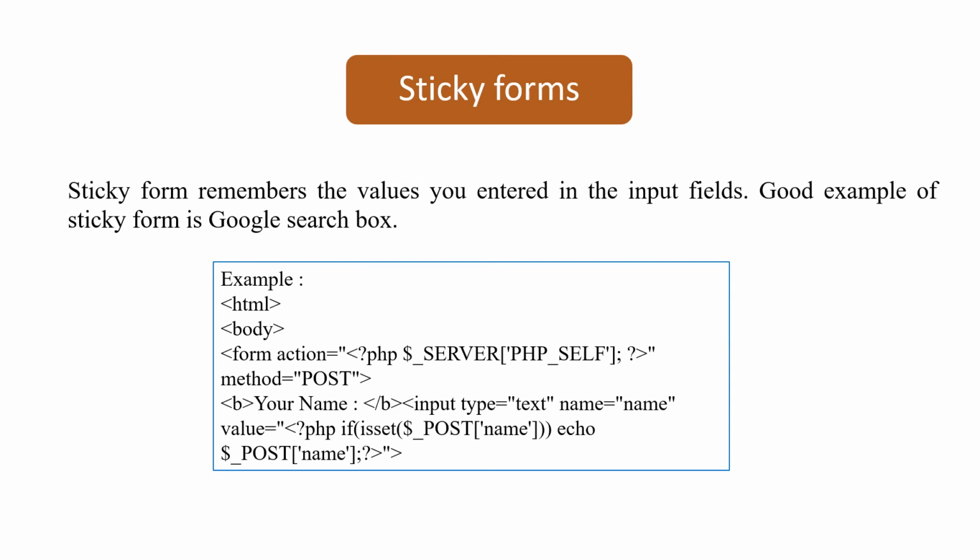Sticky forms. Sticky forms remember the values you enter in the input field. A good example of a sticky form is the Google search box. Sticky forms help users type the same form again, supplying the values in the inputs. A sticky form is a form in which the results of the query are accompanied by a search form whose default value are those of the previous query.